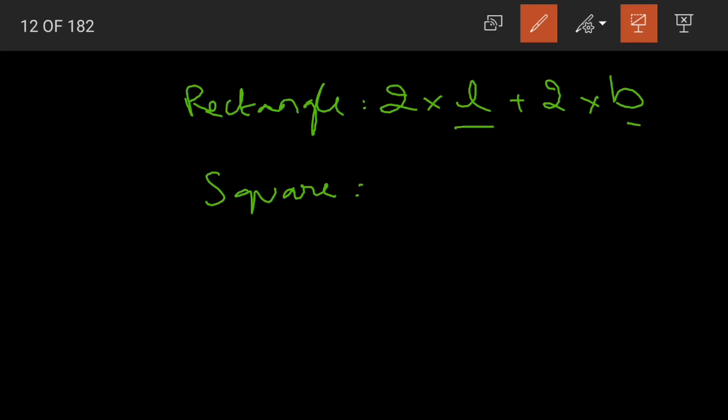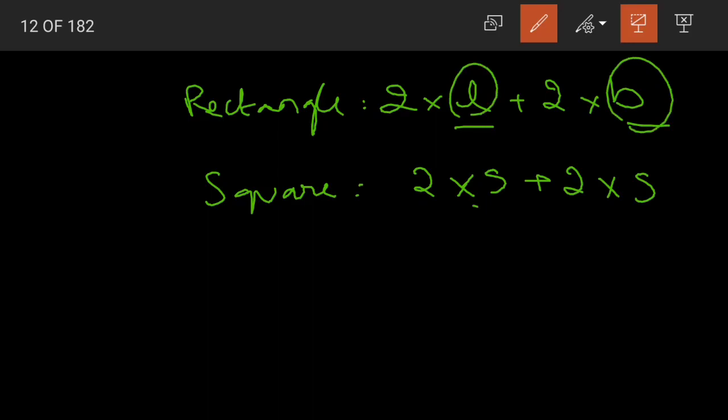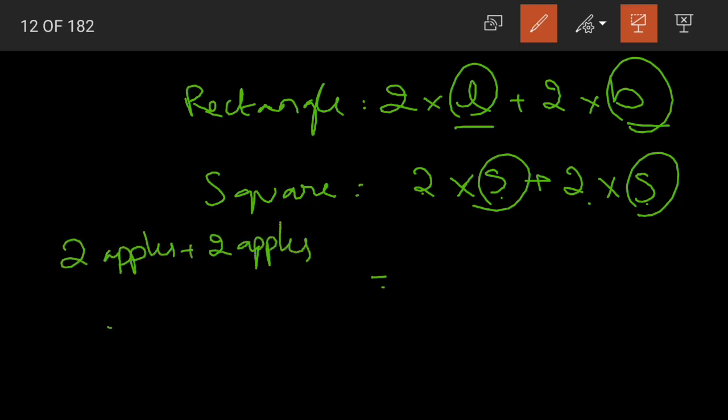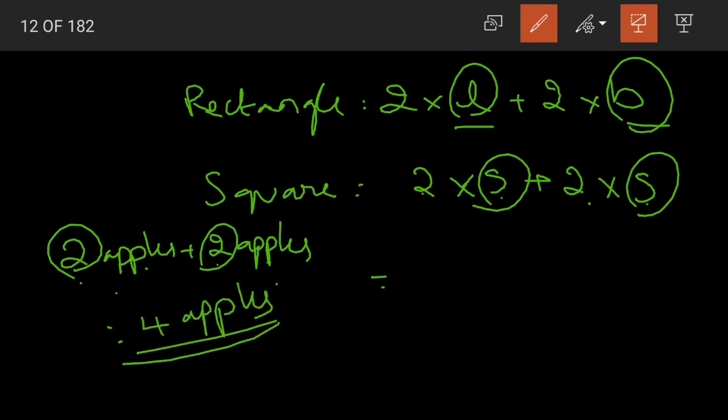So instead of writing length and breadth, we can simply write S. That is side. 2 into side plus 2 into side. Isn't this so, children? The length and breadth both are the same in our square, so instead of writing length and breadth, we can just simply write side. Now 2 into side plus 2 into side. Suppose I have 2 apples plus 2 apples, what will my answer be, children? When I add these two together, my answer would be 2 plus 2, 4 apples. Yes or no? 2 apples plus 2 apples is equal to 4 apples.